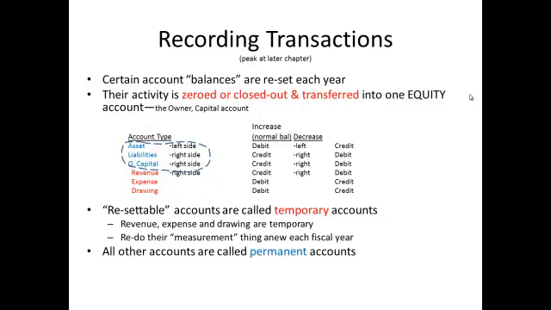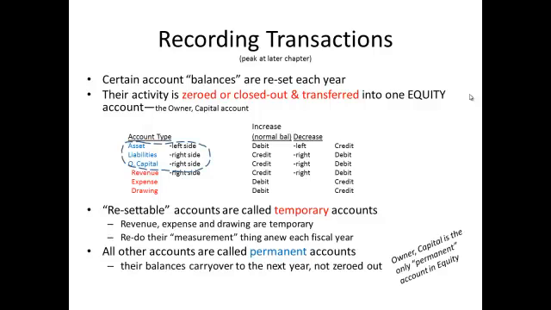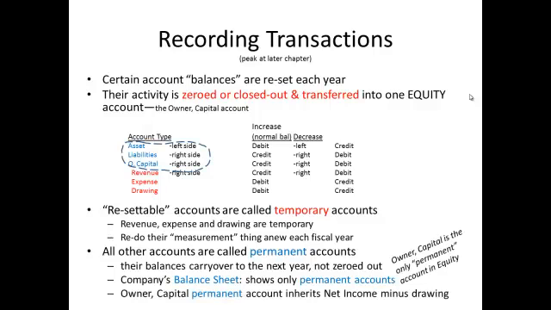All other accounts are called permanent accounts. All asset accounts, all liability accounts. The owner capital account is a permanent account. As we learned, the owner capital account inherits all the activity from the temporary accounts. The owner capital account is the only permanent account in the equity category area. So permanent accounts, their balances carry over to the next year. They are not zeroed out. In the company's balance sheet, we only show permanent accounts: individual asset accounts, individual liability accounts, and a single owner capital account to balance the balance sheet. As mentioned, that owner capital account inherits the net income, revenue minus expenses, minus any drawings by the owner.